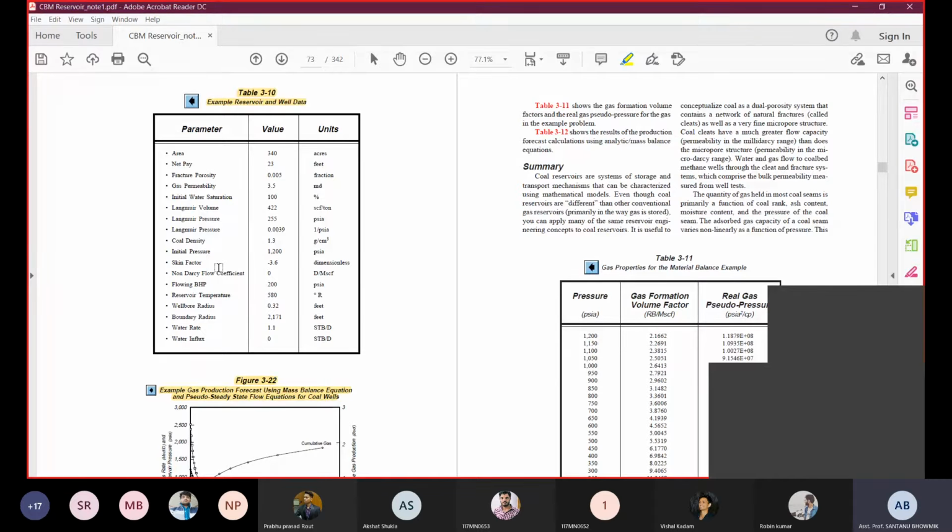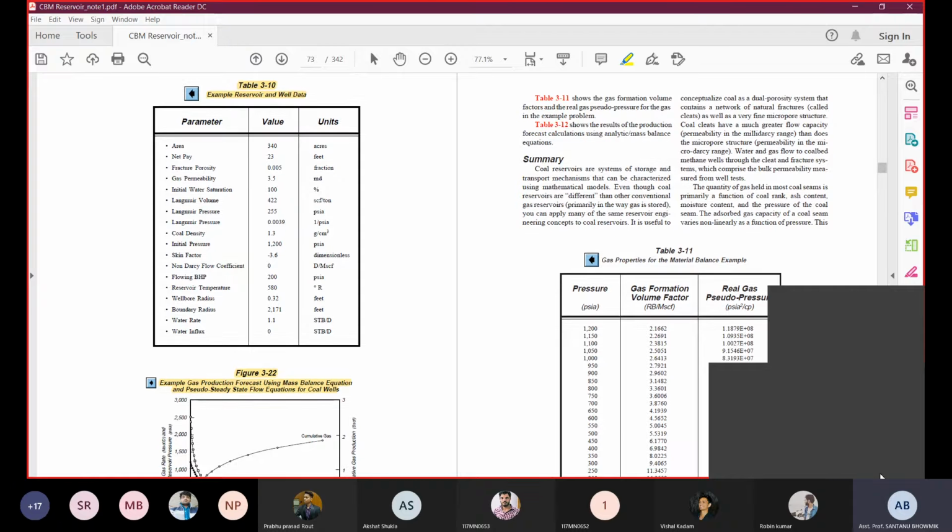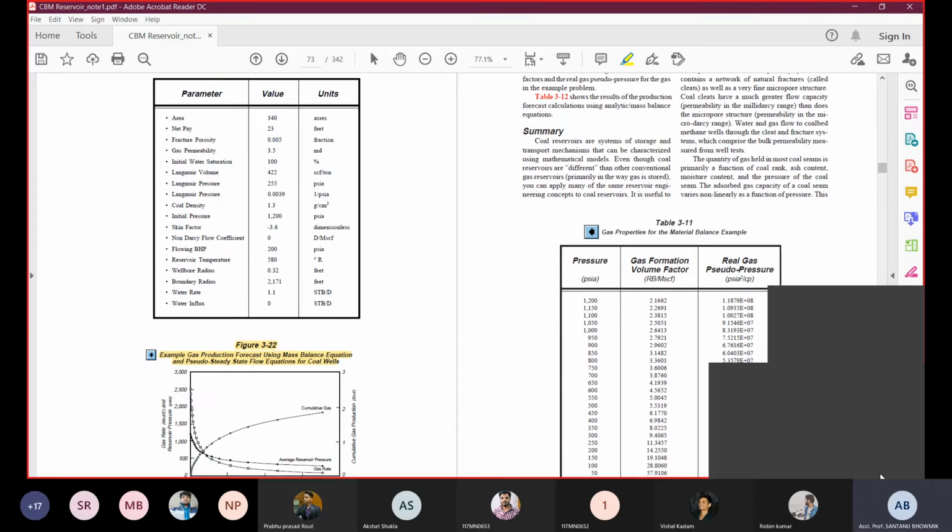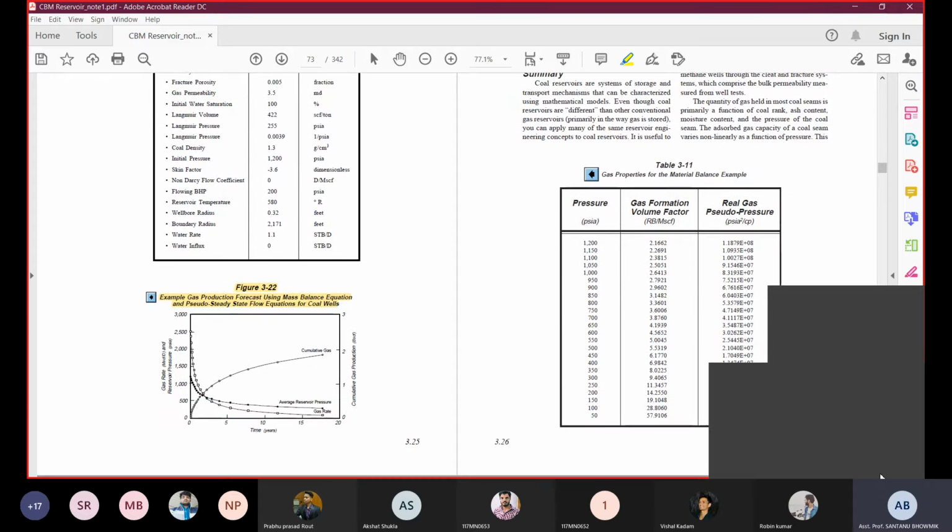If you imagine a zone of influence of a borehole, and then the water rate and the water influx, how much rate, how much water you are going to send. With this data, if you see the following graph, figure 322, you will be able to see that they have given some idea about the forecasting.